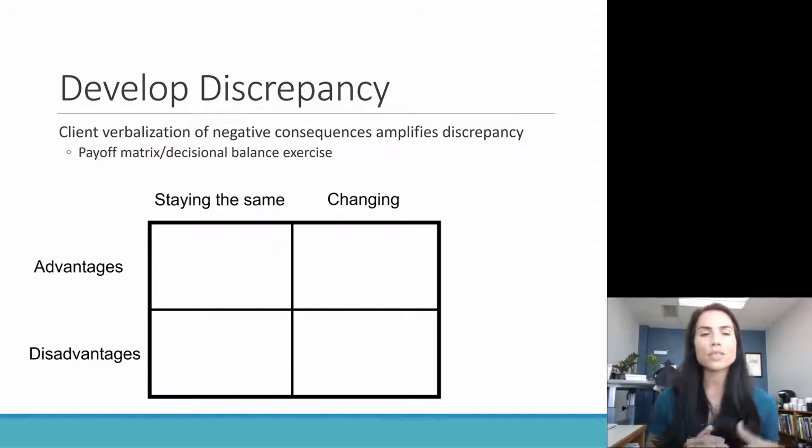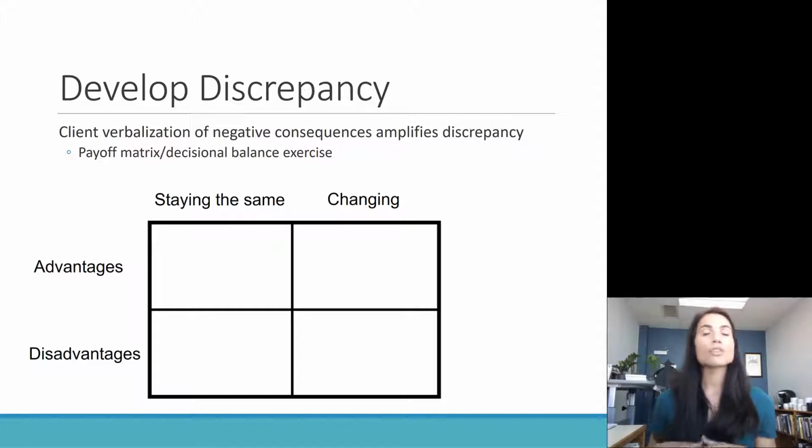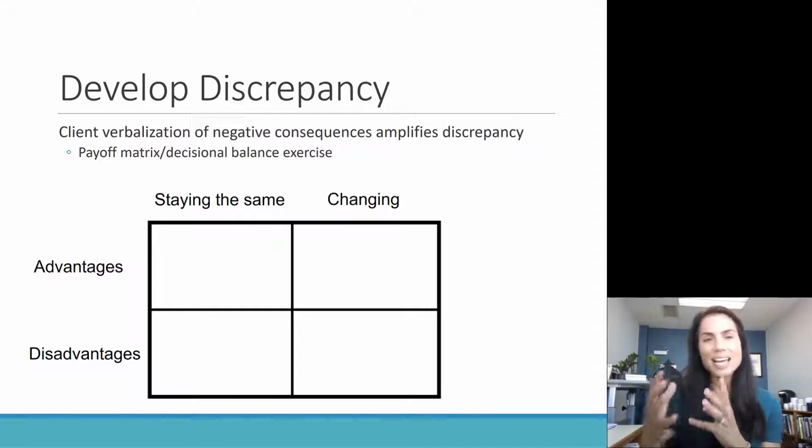Essentially what you have is advantages and disadvantages on the left side, and on the top, your columns, you have staying the same and changing. The goal is that as they fill this out based on that specific health-related behavior change, they're going to see a lot of advantages in changing. They're going to see a lot of disadvantages in staying the same, right? And that is the goal, and that is that discrepancy that we want to highlight. But again, it's important that it comes from them and not you.